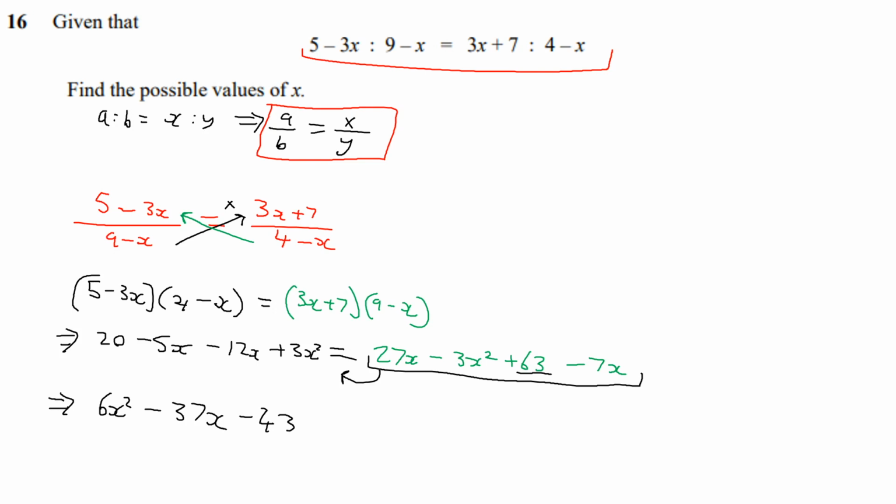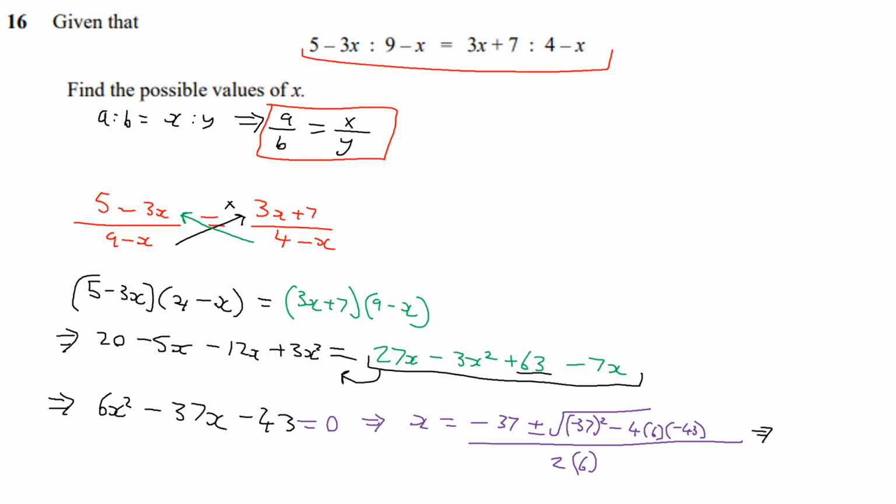And so now we can plug that into the quadratic formula. X will be equal to minus 37 plus minus the square root of minus 37 squared minus 4 times 6 times minus 43, all divided by 2 times 6. And when we do that, we should get the answers.